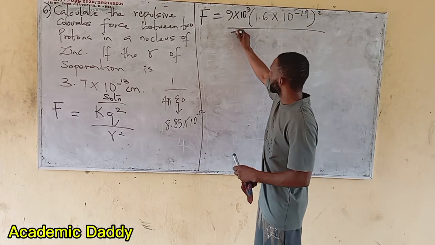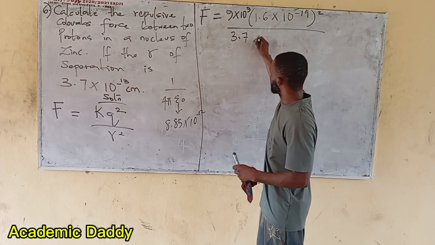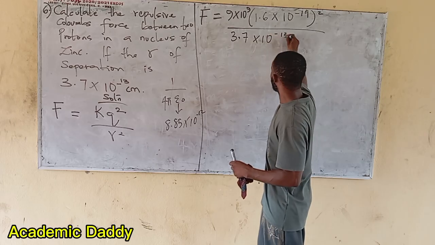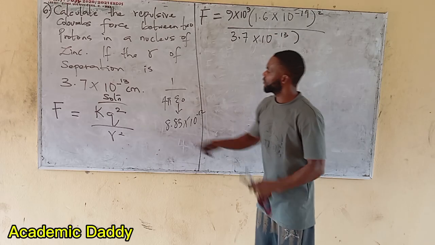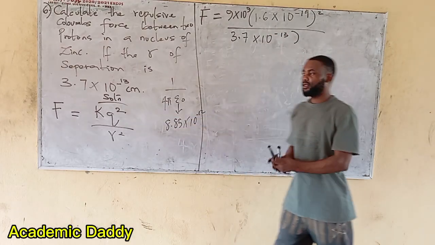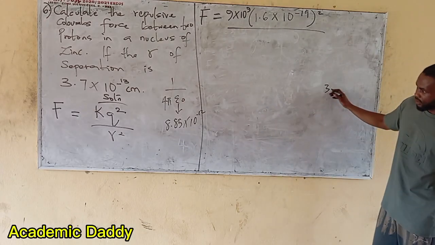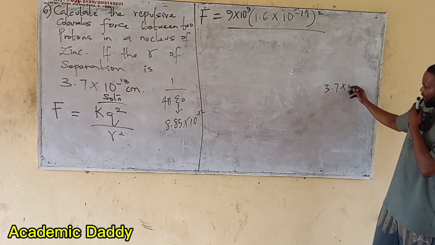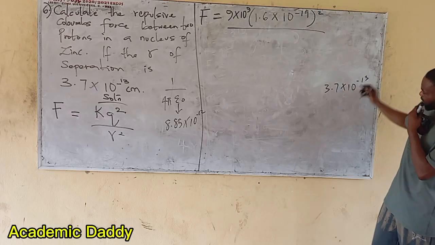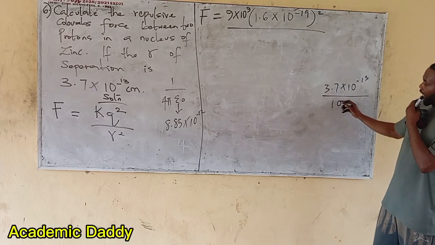So I have 3.7 times 10 raised to the power minus 13. But notice something. This is in cm. Shall we? Okay, so I have 3.7 times 10 raised to the power minus 13, shall we? All over 100.